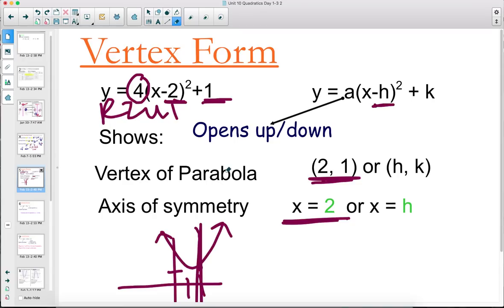So the generic version of that is putting in h, k. The x-coordinate of the vertex is always the right and the left portion. The y-coordinate is always the up and the down portion. And notice that the x-coordinate of the vertex is always the same as the equation for the axis of symmetry.